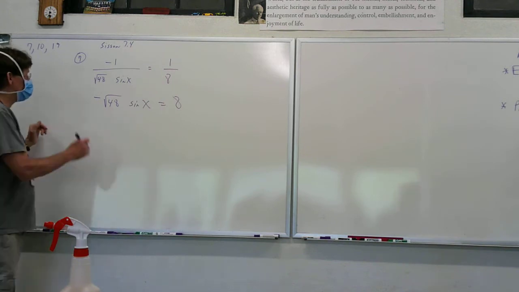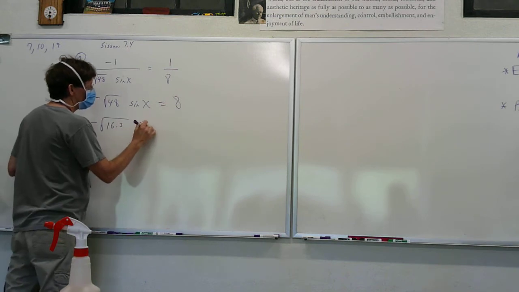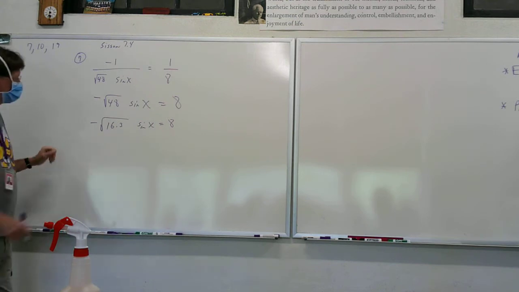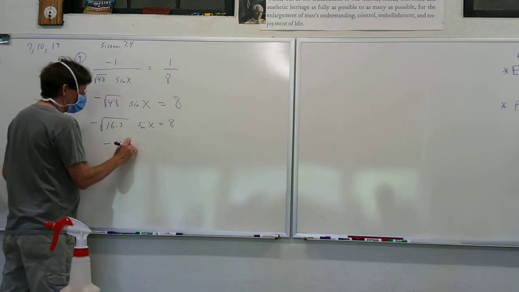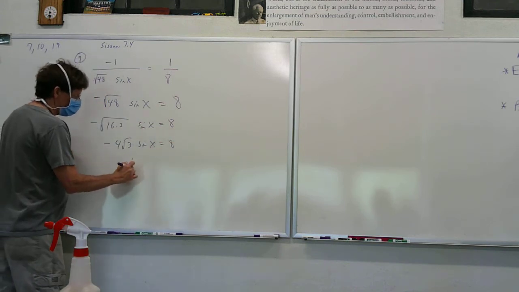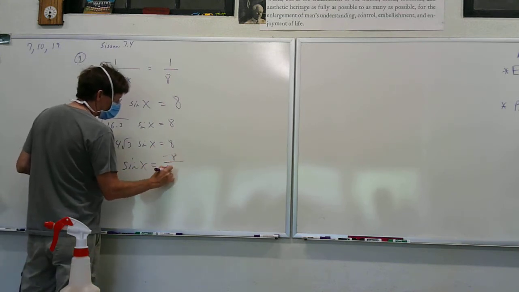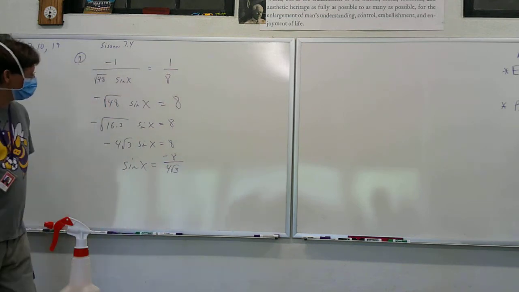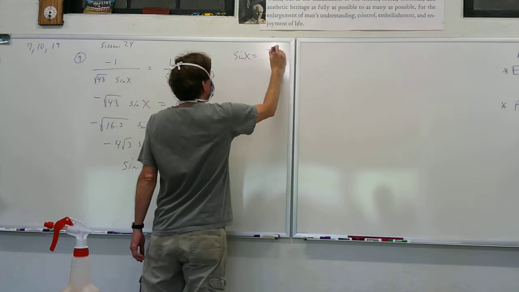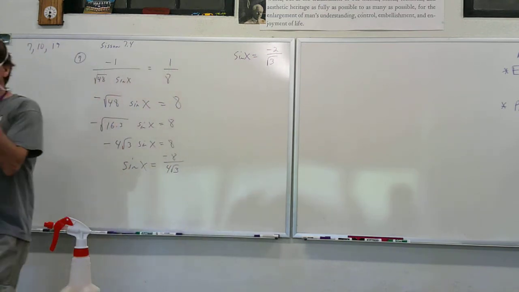Does everybody agree that that's 16 times 3? What is the square root of 16? 4. So I get negative 4 square root of 3 sine x equals 8. So sine x equals negative 8 over 4 square root of 3, which I can't believe I'm writing that step, but I am. So sine x equals negative 2 over the square root of 3. And at that point, I'm not happy.